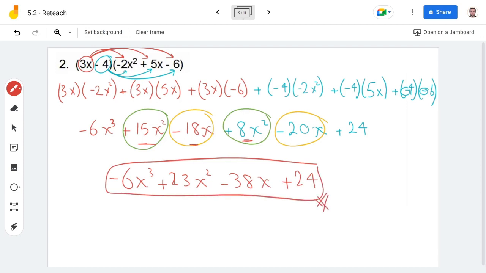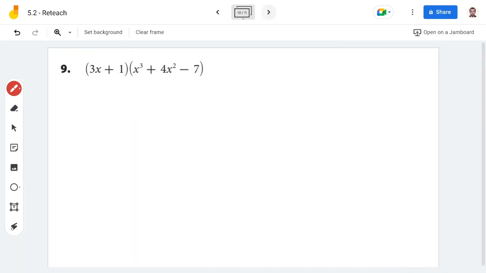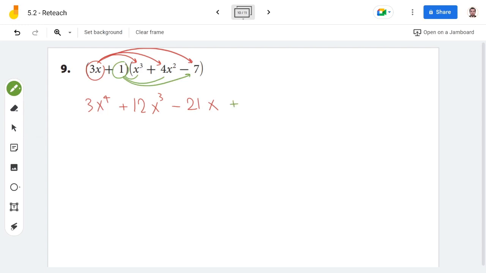Okay. Now let's see one more example. Let's do this example fast. So 3x times x cubed, 3x to the power of 4. 3 times 4 equals 12x cubed. 3x times negative 7 is negative 21x. Then 1 times this, times this, times this will not change anything. So let's try to rewrite the question: x cubed plus 4x squared minus 7.